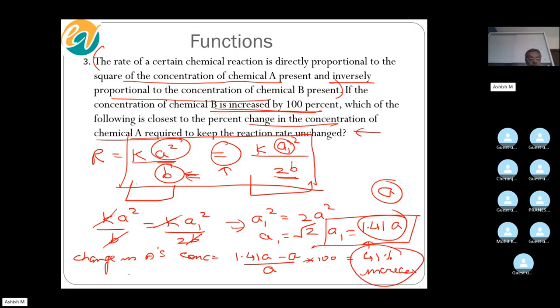So the bottom line is, guys, given this reaction rate, if the concentration of B is doubled, then the concentration of A should be increased by 41% so that the reaction rate after this change also remains constant. So a 41% increase is the final answer.